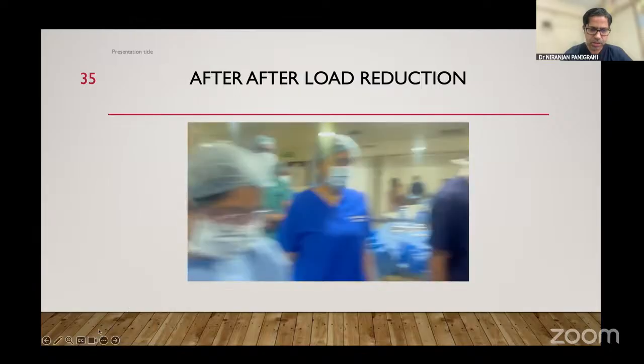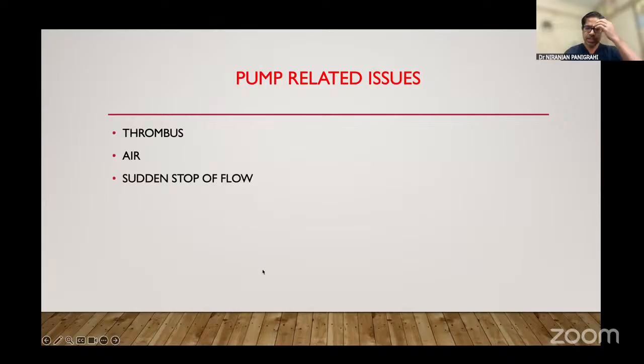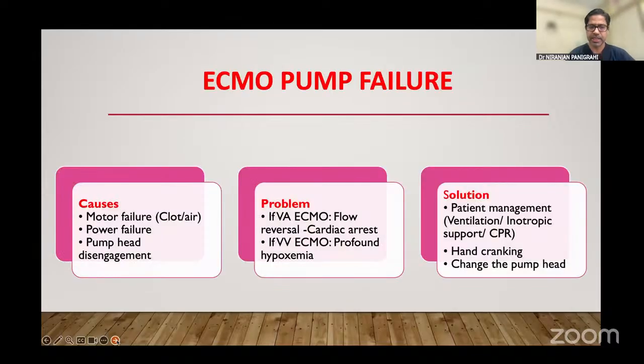Yeah. So now these are the common issues encountered in VA. Now coming to the thrombus and the pump related problems. What are the problems? Three sets of problems can happen. Thrombus can be found in the pump. Second is air can be detected, or sudden stoppage of the flow.